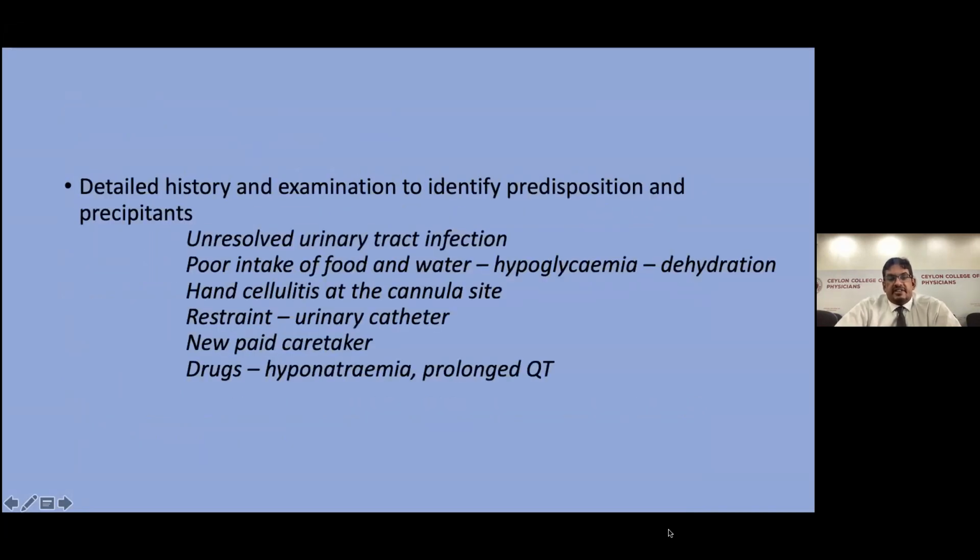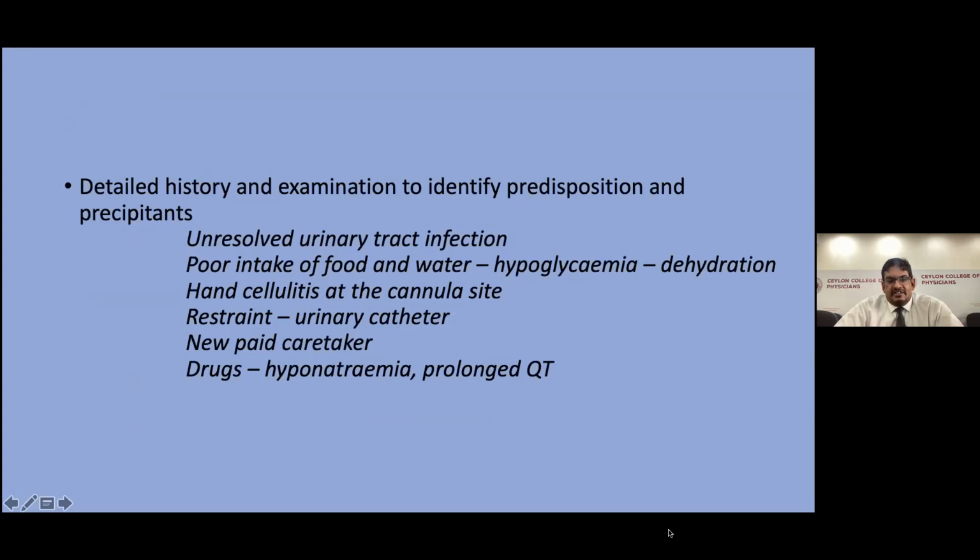So a detailed history and examination needs to be looked into to see the predisposing factors as well as the precipitants. And you see that there's unresolved urinary tract infection and poor intake of food. There's a hand cellulitis at the cannula site. There is a restraint, although we have not tied the patient to the bed. There's a restraint, the urinary catheter. That is something that we need to be aware of. There is a new paid caretaker, maybe from Sadasarana, who has come, and the patient is confused of this new person.